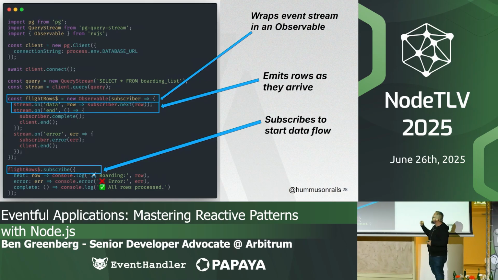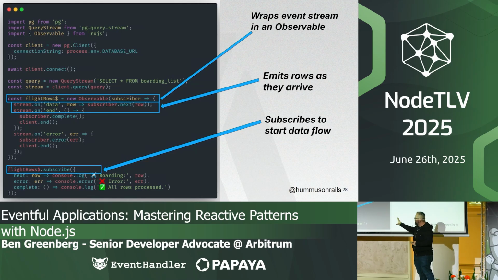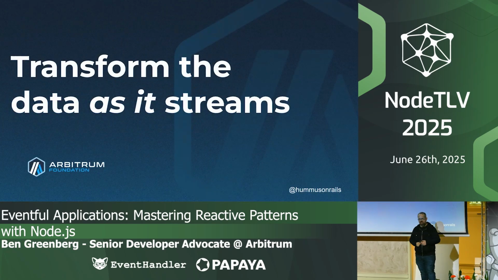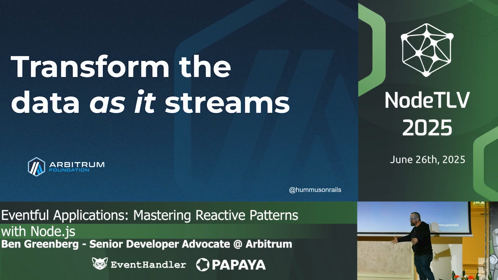You wrap the event stream in an observable, you act upon the stream, and then you subscribe. At the very bottom is where you subscribe to that stream. Essentially, you're transforming the data as it streams.